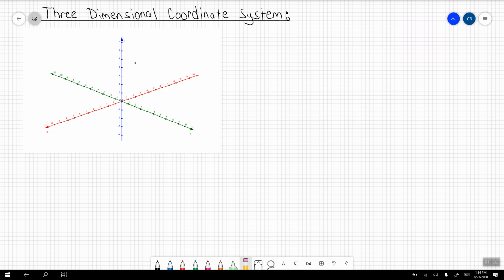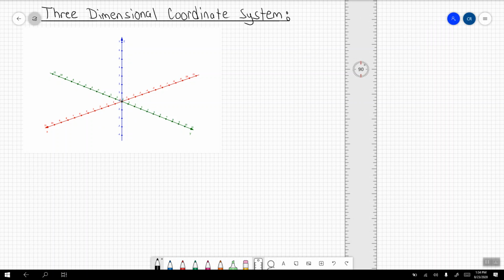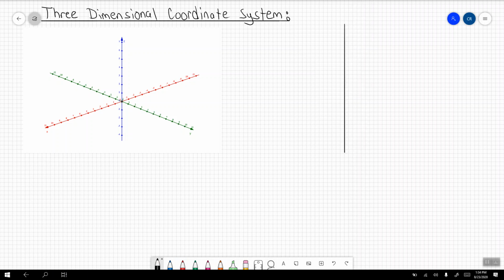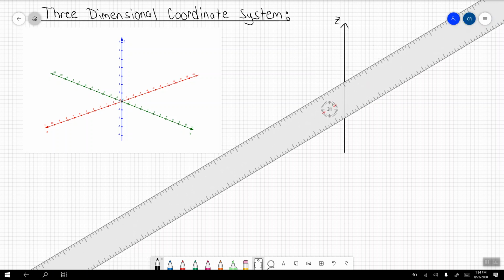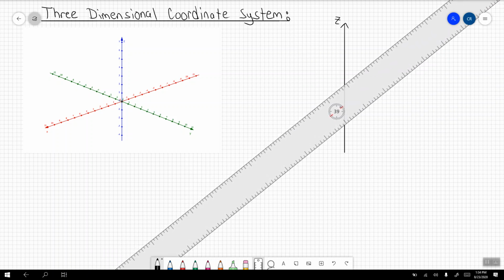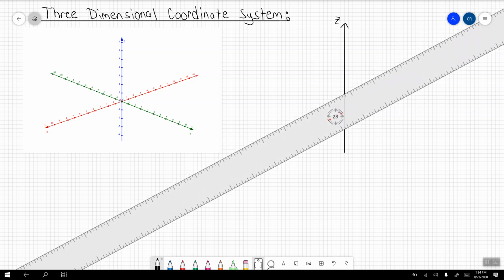I have a screenshot here from GeoGebra to show you what the three-dimensional axis looks like. However, I'm also going to take the liberty and draw this three-dimensional coordinate system. So what I typically start with is my vertical line, and this vertical line will account for my z-axis. So this is going to be z. Then I go ahead and I get my straight edge and I start drawing in my x-axis and then my y-axis.